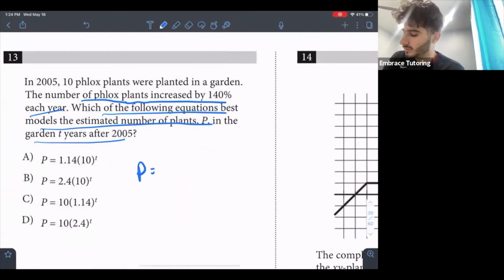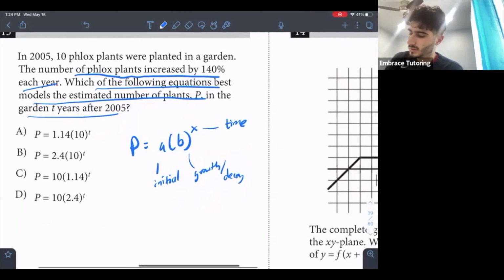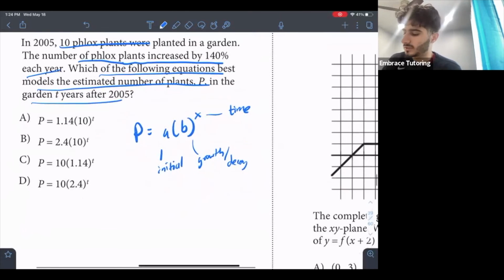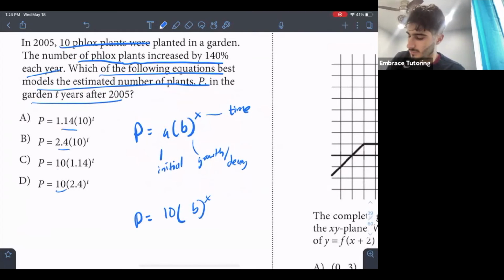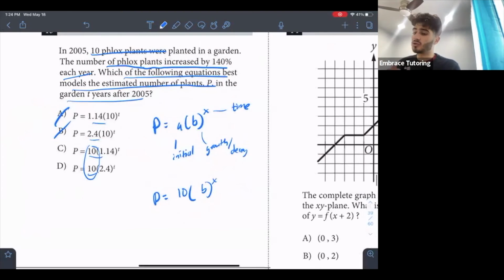So the model equation is A times (B) raised to the X, where A is the initial amount, B is the growth or decay, and X is time. So you have initially 10 phlox plants, right? Then P is equal to 10, and then the growth raised to X. It's not choice A or B, because the initial has to be 10, which is right here.